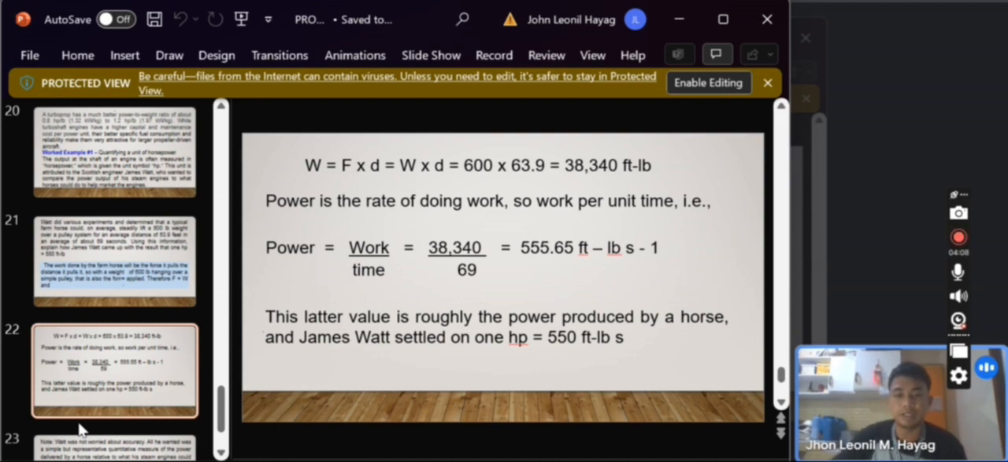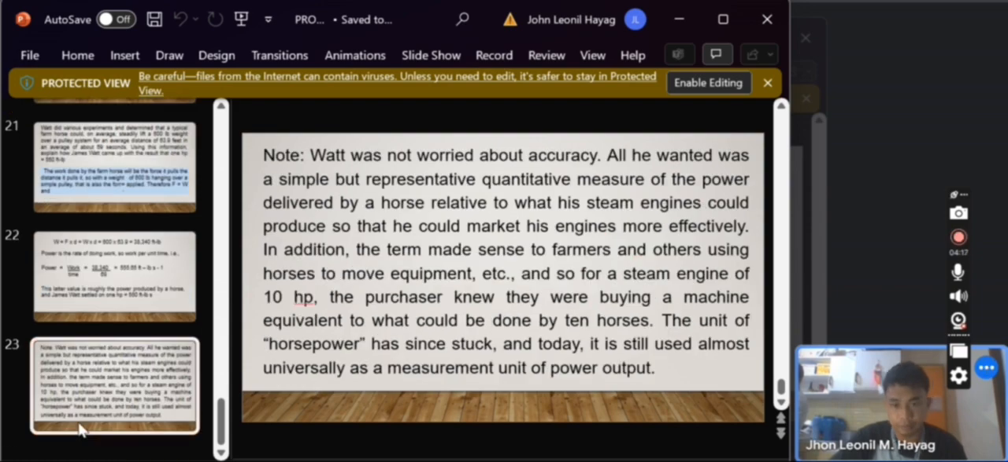This latter value is roughly the power produced by a horse, and James Watt settled on 1 horsepower equals 550 foot-pounds per second. Note, Watt was not worried about accuracy; all he wanted was a simple but representative quantitative measure of the power delivered by a horse relative to what his steam engines could produce so that he could market his engines more effectively. In addition, the term made sense to farmers and others using horses to move equipment. And so, for a steam engine of 10 horsepower, the purchaser knew that they were buying a machine equivalent to what could be done by 10 horses.